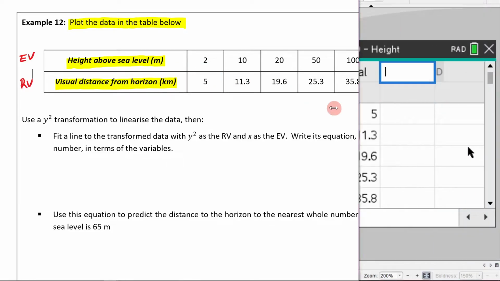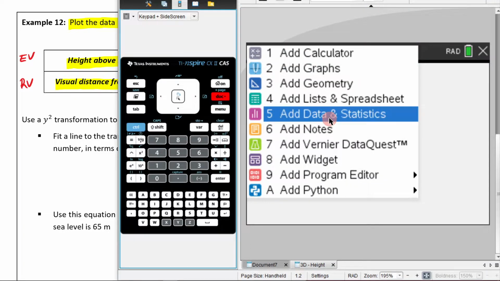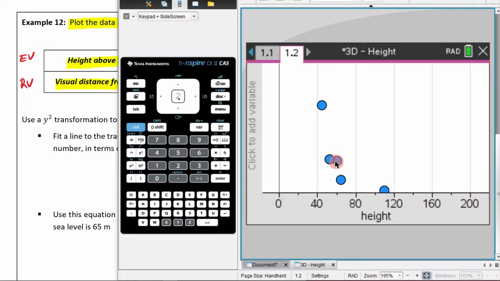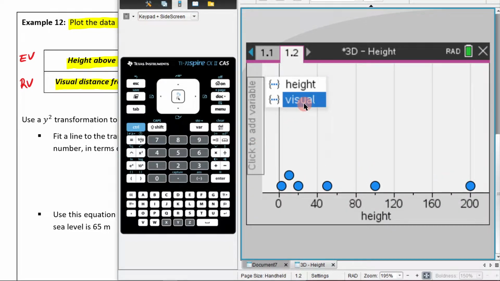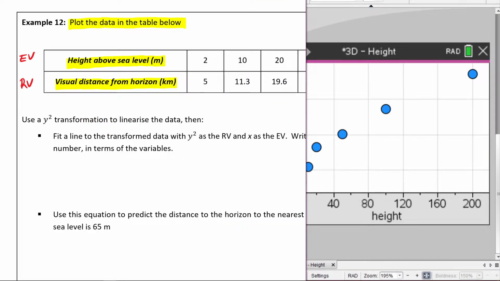I'm going to come to my trusty CAS calculator, and I've already populated my spreadsheets page with the relevant information. To plot it, I'm going to go Control, Add Doc, and then Data and Statistics. My explanatory variable, which is my x, is the height, and my response variable is the visual distance from the horizon. As you can see, this has a bit of a curve to it. So how are we going to make it more linear? As you read here, we're going to use the y-squared transformation to linearize the data.